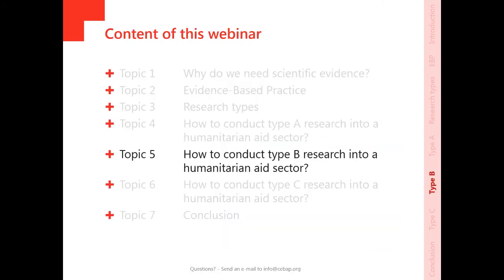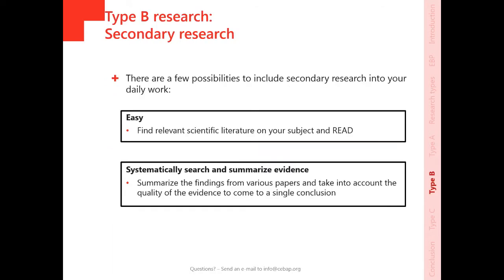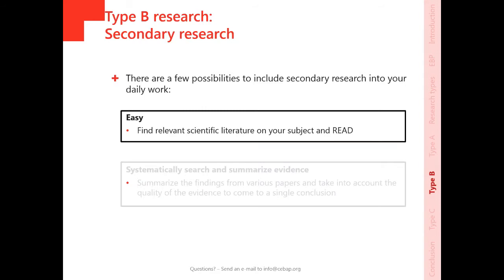Okay, so let's leave type A research behind us and move on to type B research. Type B research involves secondary research. This means that you will look to the existing literature to find studies in the topic you are interested in. In order to include secondary research into your daily work, you can either do it the easy way, namely simply find relevant scientific literature and simply start reading, or you can systematically search and summarize evidence, which is better but a lot more complex. So let's start with the easy way.